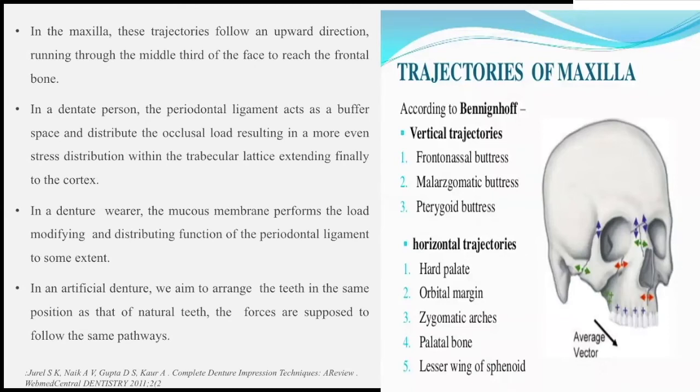In the maxilla, these follow an upward direction running from the middle third of the face to reach the frontal bone. In a dentate person, the periodontal ligament acts as a buffer space and distributes the occlusal load in a more even stress distribution within the trabecular lattices. In the denture wearing patient, the mucosa performs the load modifying and distributing function of the periodontal ligament to some extent. In an artificial denture, we aim to arrange the teeth in the same position as that of natural teeth. The forces are supposed to follow the same pathway.